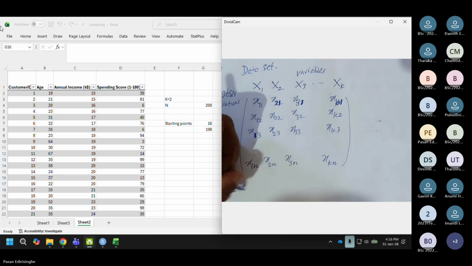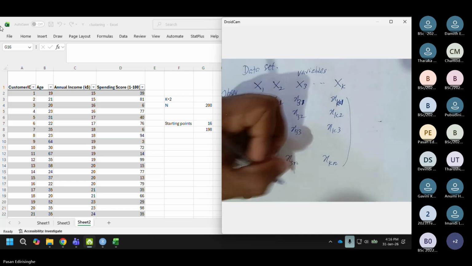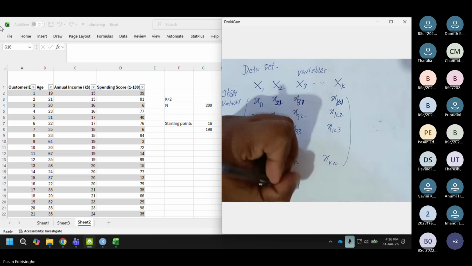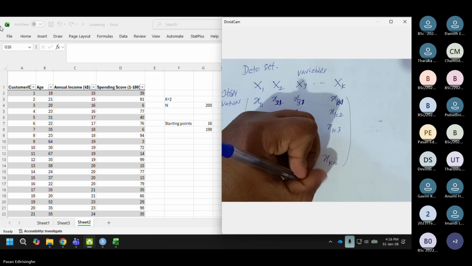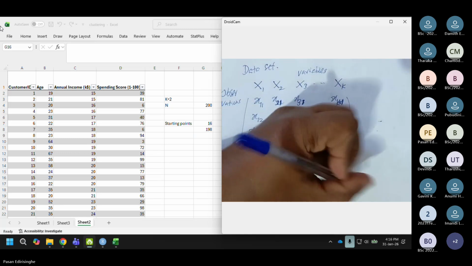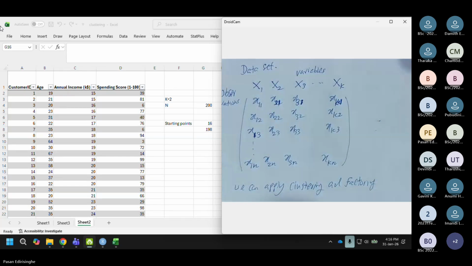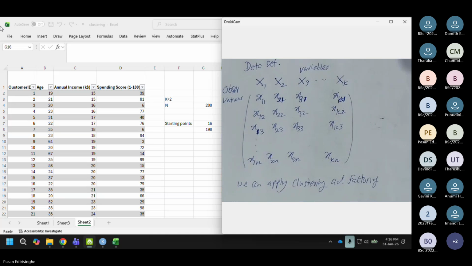We can apply clustering and factor analysis. Now our target is to focus on the clustering technique, of course, and let's see what is the difference between clustering and factoring.